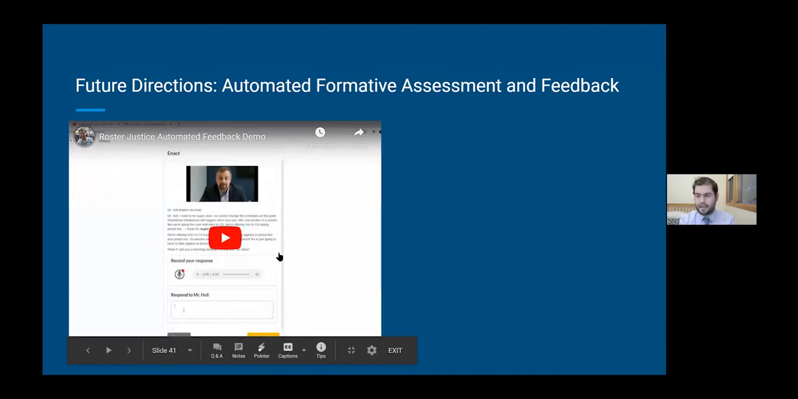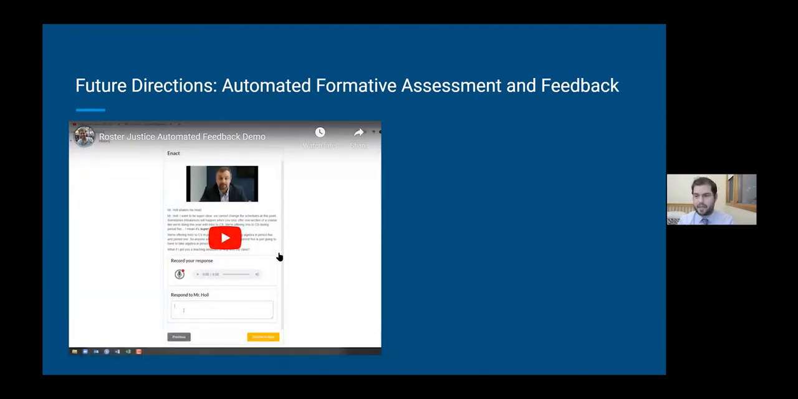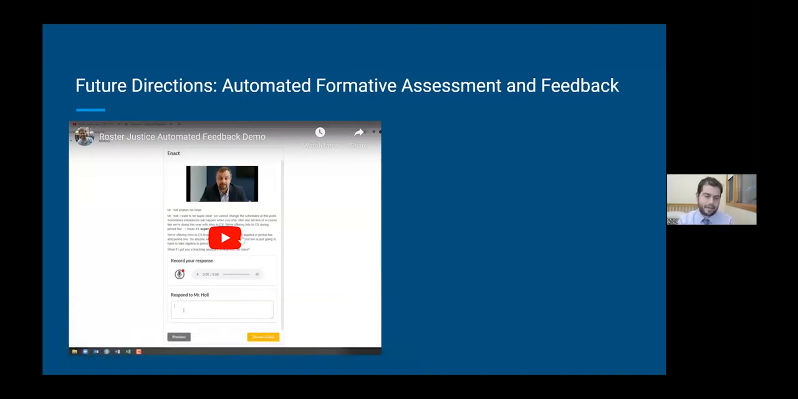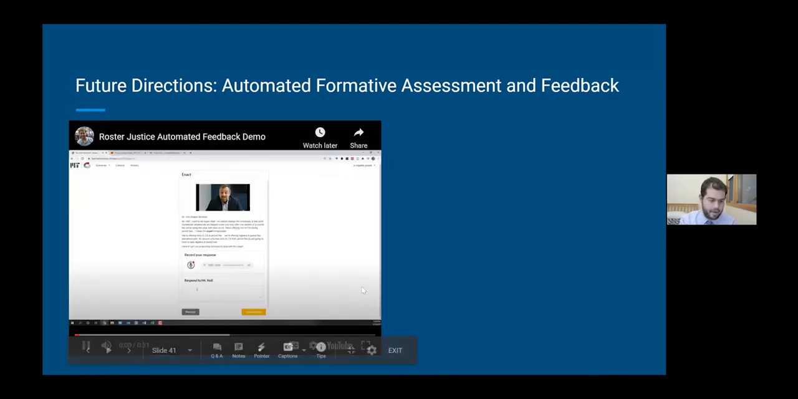And then this other thing that I'm really excited about is the idea of being able to give automated formative assessment and feedback within the simulation. So I'm going to play a short clip of what roster adjustments could look like in the future. This is from the last prompt that you heard.